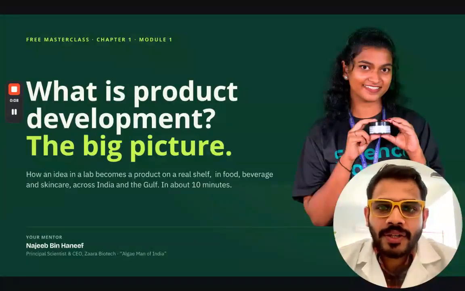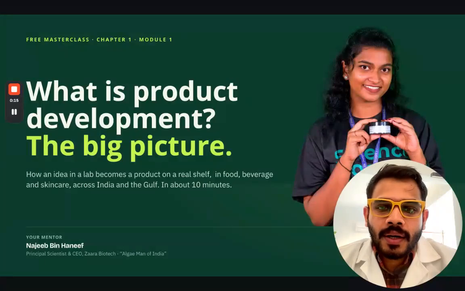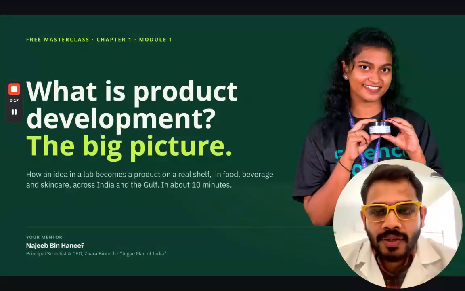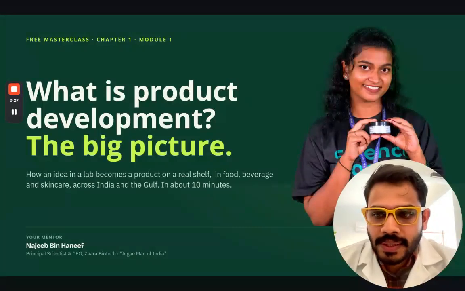So this is just the introduction of product development. It's Module One. Today we discuss multiple stages of product development and the relevance of product development. The discussion is aligned based on the food and beverages sector as well as the skincare and cosmetic sector.